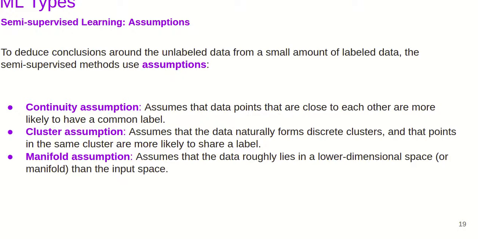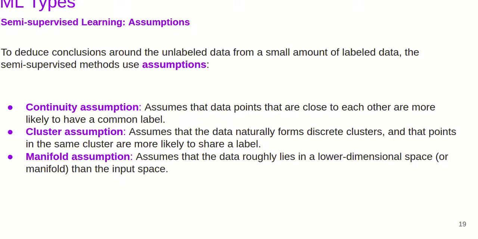and the same description. Also we have what we call the manifold assumption, which means that we assume the data roughly lies within a lower dimension, and we already explained this when we talked about dimension reduction. So basically there is a lower-dimensional space that describes the data faithfully, and this is the third and last assumption in semi-supervised learning.